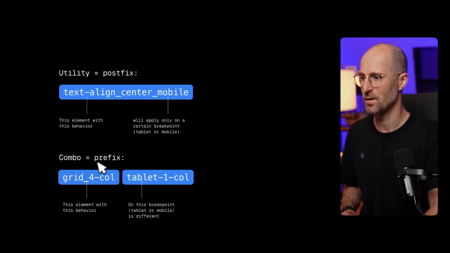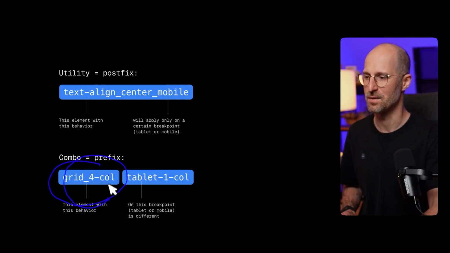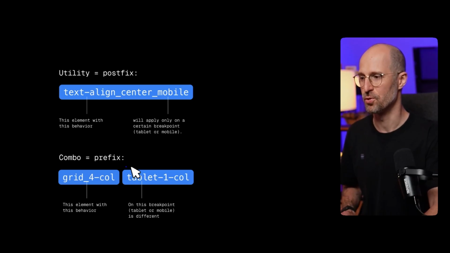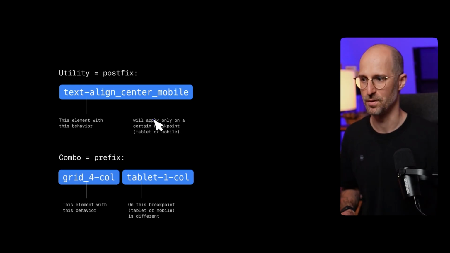And another one is you want to change something from the main class. So the main class has its own behavior and you want to change this behavior on different resolutions. So in this scenario, grid 4 columns has 2 columns for tablet, but you want to change it to be 1 column. So this is what it's used for.